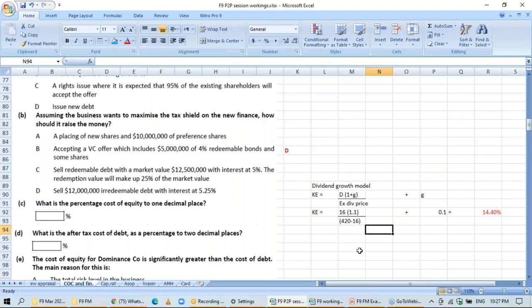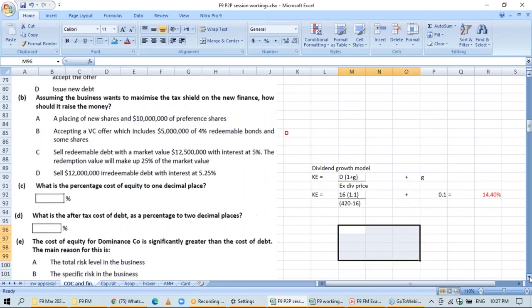And if they are telling you about the beta, the risk free rate and the market rate of return, then you should use the CAPM. And if both are given, then use CAPM, because CAPM is the better model out of these two. So CAPM remains a better model compared to the dividend growth model. So if data for both are given, always go for the capital asset pricing model. Okay, now let's move on to the next part, part D.